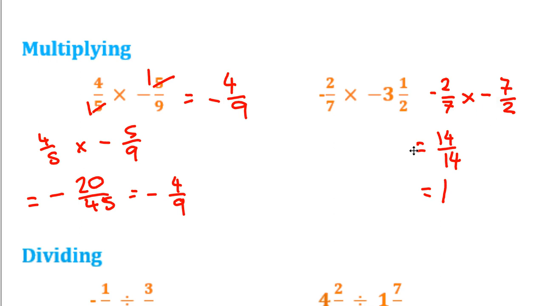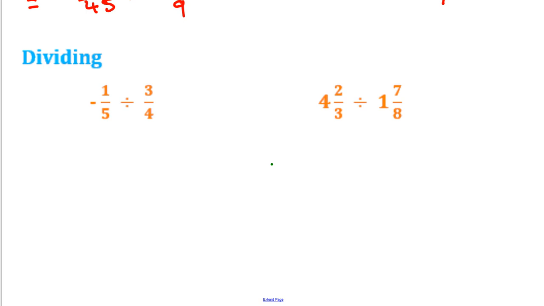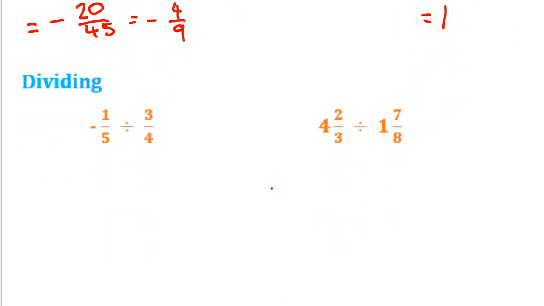So don't forget to cancel down if you can, because it just makes life easier. But if that's confusing, you don't need to do that. You can just multiply the numerators, multiply the denominators, and then cancel down. Sometimes that's more work though.